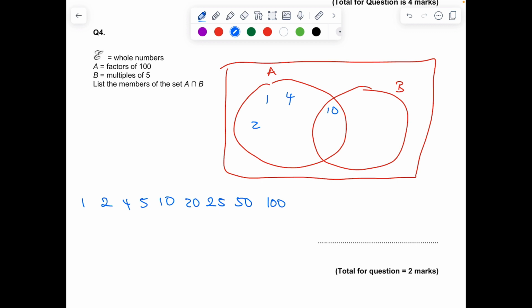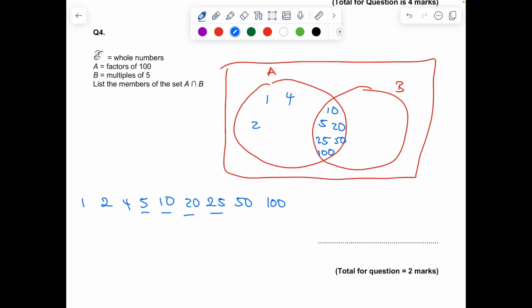5 times 20. So 4 is not a factor of 5, but 5 is. 10 is, which I've already put. 20 is. 25 is. 50 is. And 100 is.